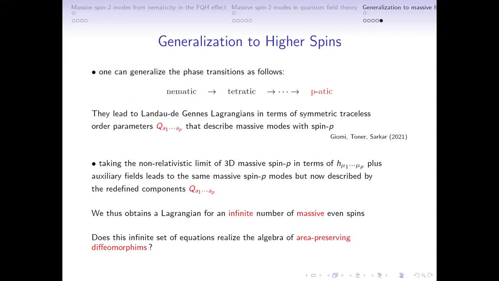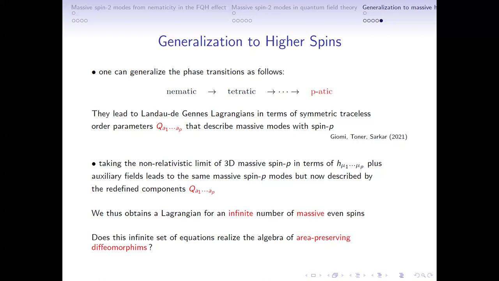And there is in fact a paper again in the liquid crystal literature by Radzihovsky and Toner, who do that. They get more and more complicated phases, called p-atic phases, and then it generalizes: for every p there's an order parameter, which is now Q with indices a1 to ap, and they describe the mass and motion of spin 2. It goes for every spin, you get the same story.